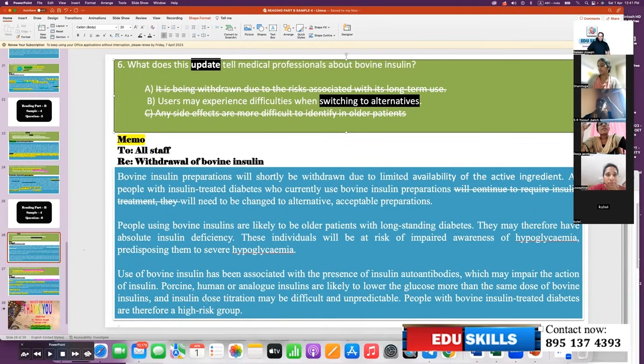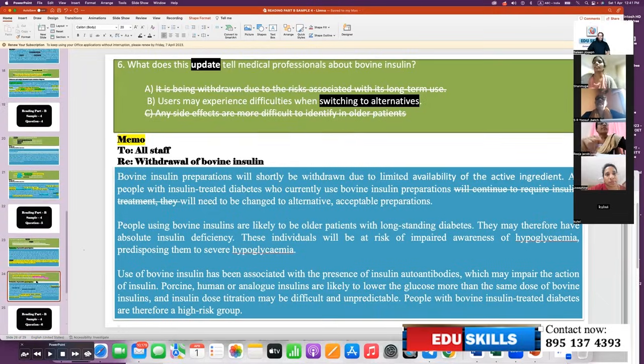So ultimately, dose of bovine insulins and insulin dose titration may be difficult and unpredictable. All these things in general say they are going to face these difficulties when they switch from this particular insulin. Okay, so this is a gist-based question, but you can find out easily with the topic sentence, or you can eliminate, because in the very beginning they are speaking about why it is withdrawn. So those options can be eliminated as well. Is that okay?